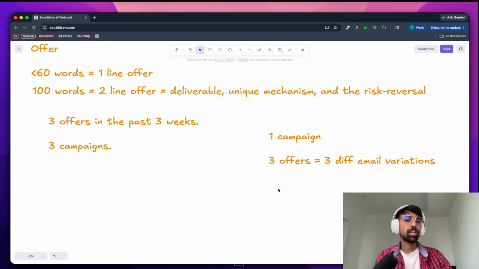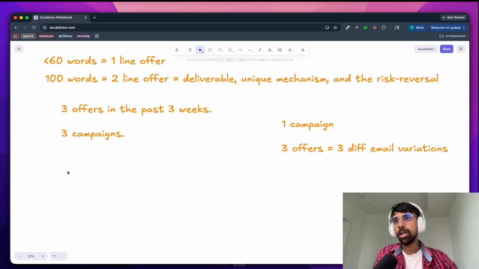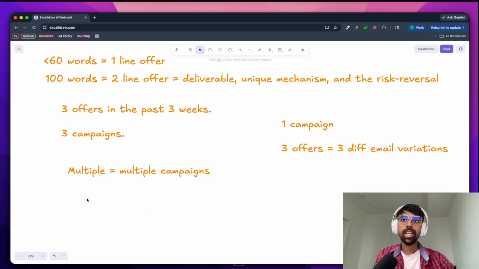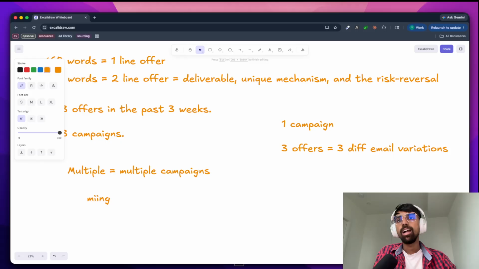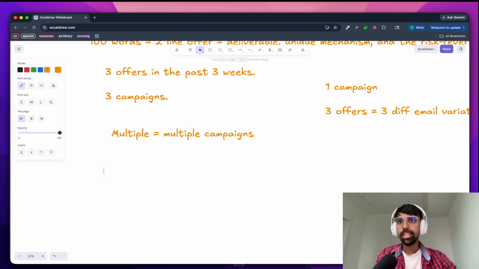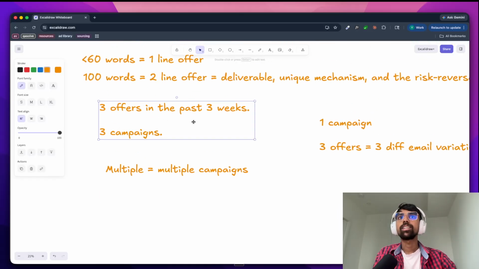But overall, whatever I've done so far for myself and my clients, whenever I construct multiple offers, that means I'll be constructing multiple campaigns. If you are not constructing multiple campaigns, you are essentially mixing the data and diluting the amount of data that you can have by testing these different offers properly. Let's take a scenario in which you have three campaigns and three different offers tested over the period of three weeks.